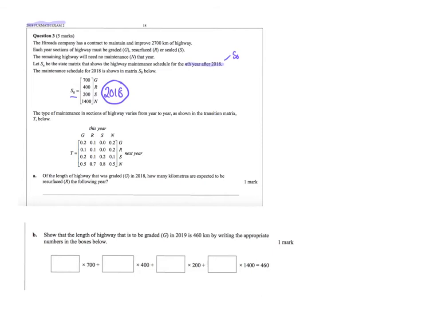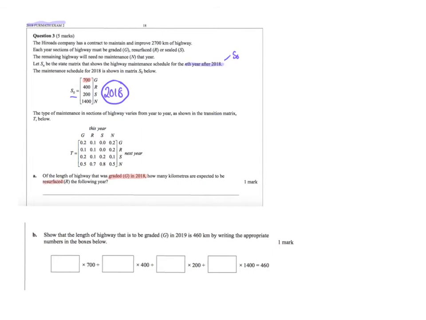Now, this is where I want you to be really careful with the question. It says, of the length of highway that was graded in 2018. So make sure you're only looking at the graded of 2018, that is what they're talking about. So of that 700, how many kilometers are expected to be resurfaced?